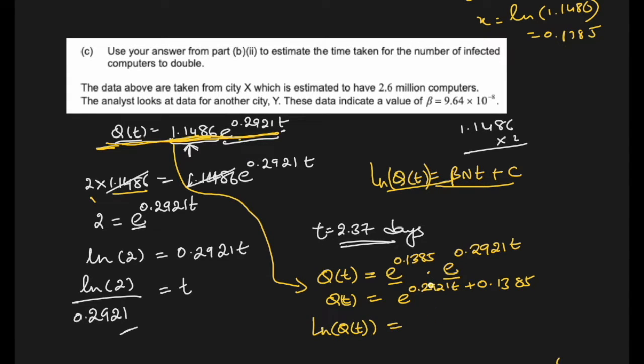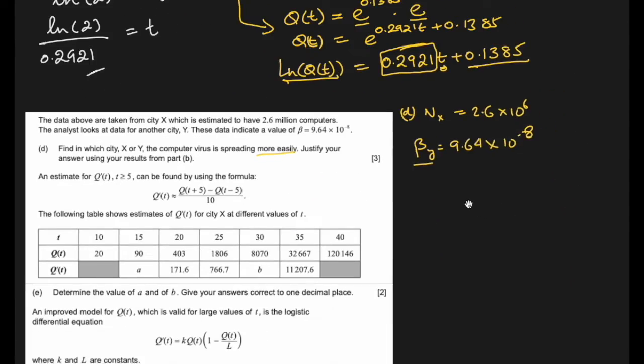equal to 0.2921t plus 0.1385. So we can see here that ln Q(t) is there, t is there, and c is there, c's value is this. That means 0.2921 is beta times n. So 0.2921. Let's go back to the question where we were doing this.